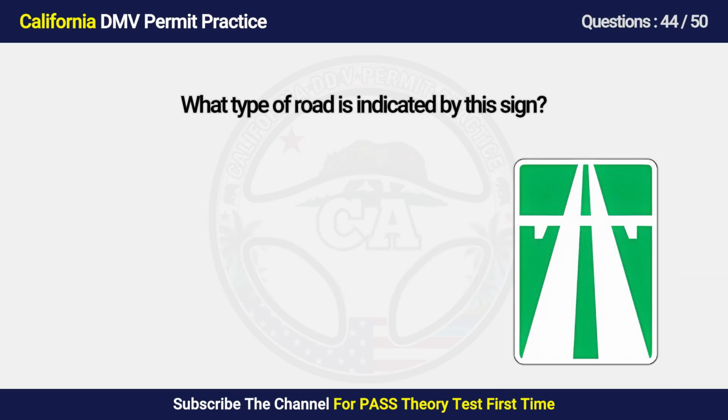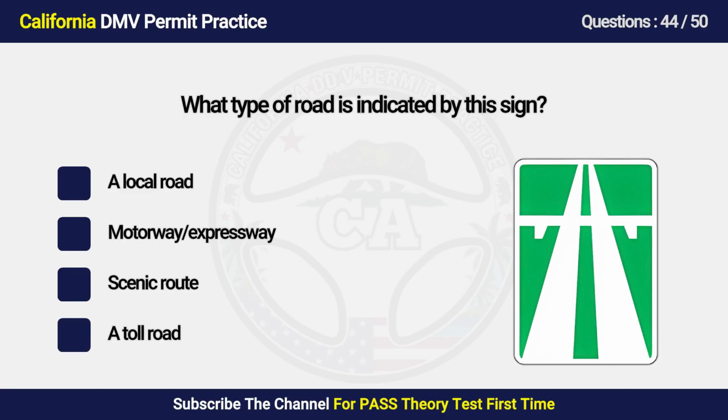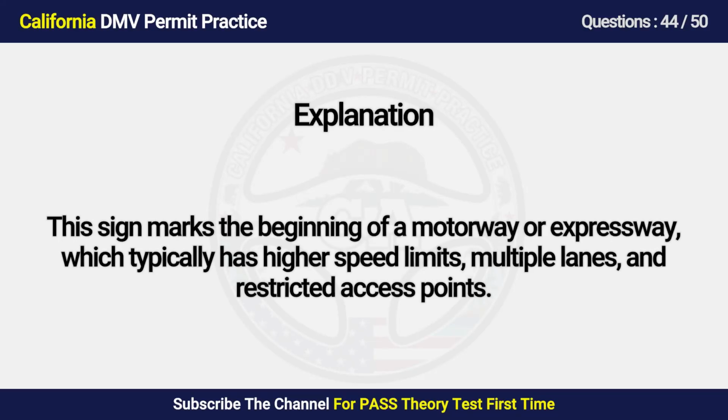Question 44. What type of road is indicated by this sign? A. A local road, B. A motorway, C. A scenic route, D. A toll road. Answer is B. This sign marks the beginning of a motorway or expressway, which typically has higher speed limits, multiple lanes, and restricted access points.